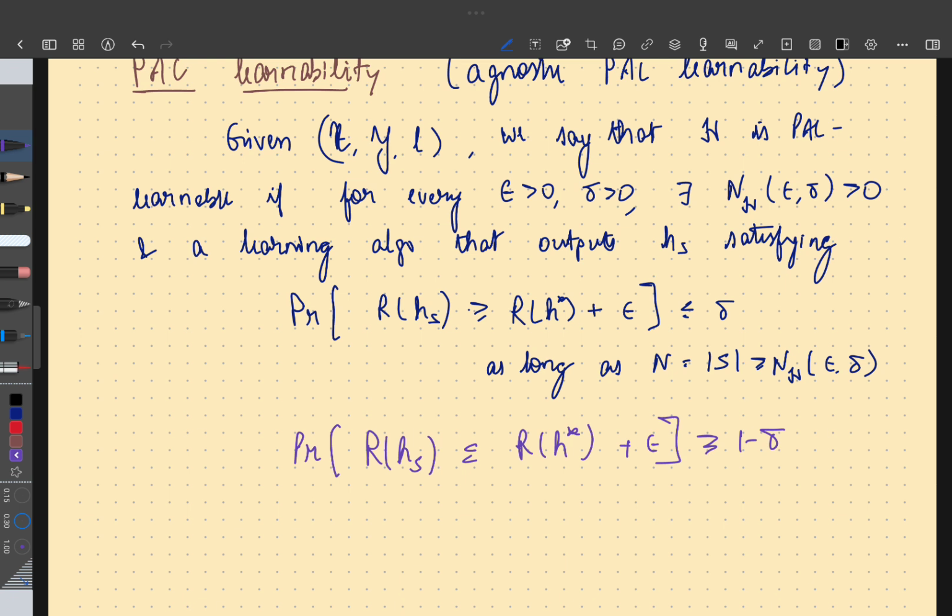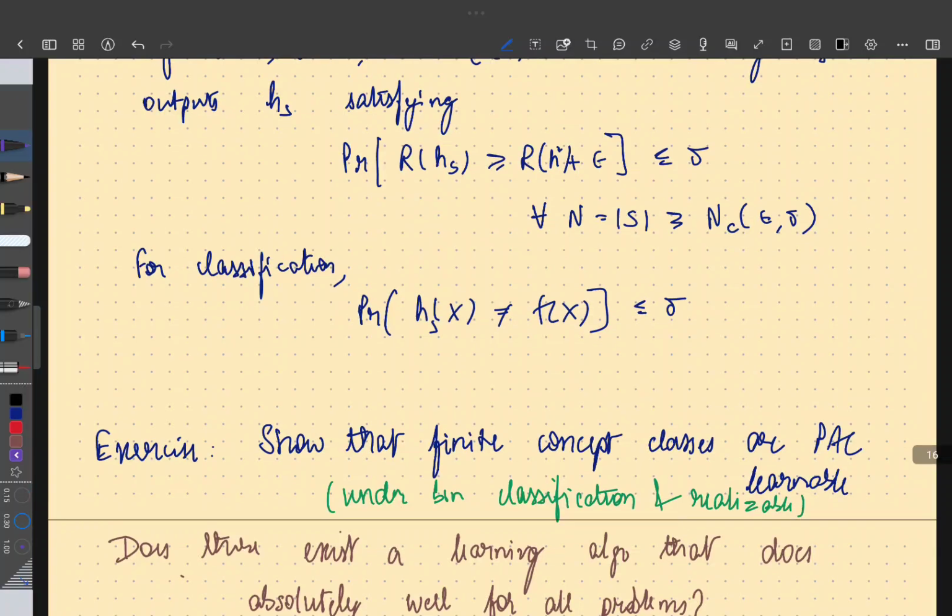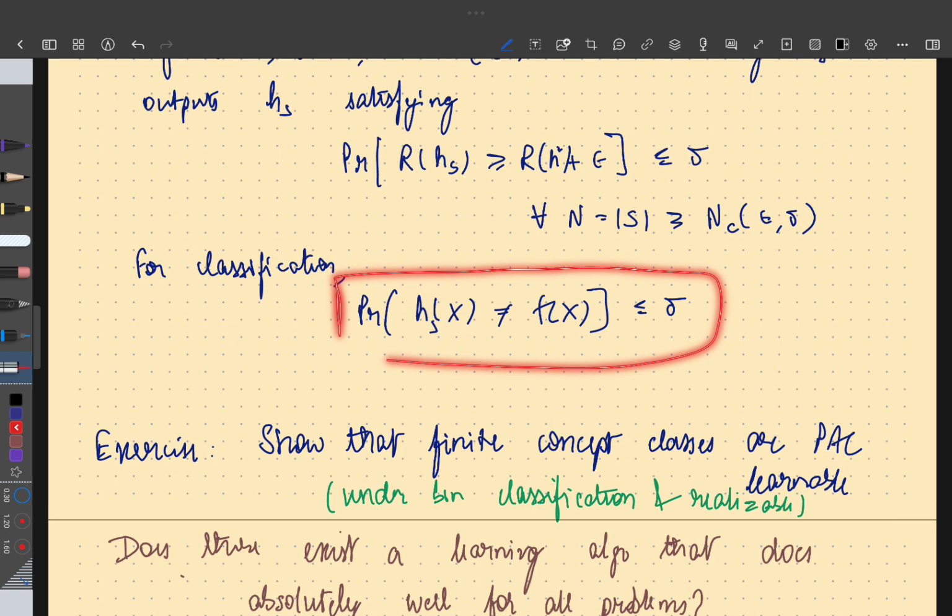So if for a given small enough epsilon and delta, a finite number of samples is insufficient to give you epsilon delta error, then it means that this hypothesis class is not PAC learnable. Similarly, we can specialize this to PAC learning of a concept class, and particularly in the context of classification, we will demand that the probability that h_S of x is not equal to the ground truth f of x should be at most delta.